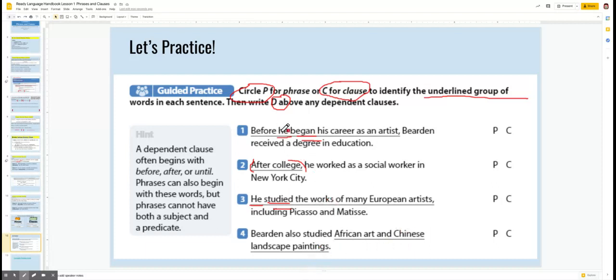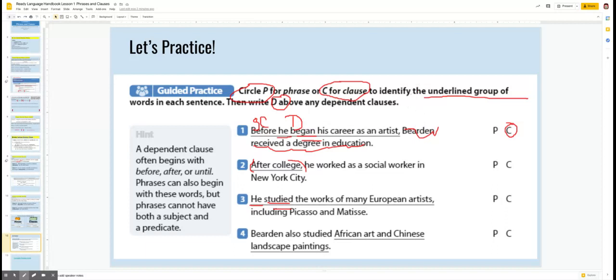So number 1, before he began his career as an artist. Well, I just said it's got a subject and a verb, so that means it has to be a clause. Well, if I cut out the rest of my sentence, does it make sense? Before he began his career as an artist. Yeah, you see that right there? That is what we call a subordinating conjunction. I'm going to write an SC, which means this is going to be a dependent clause. It cannot stand alone. It would not make sense.